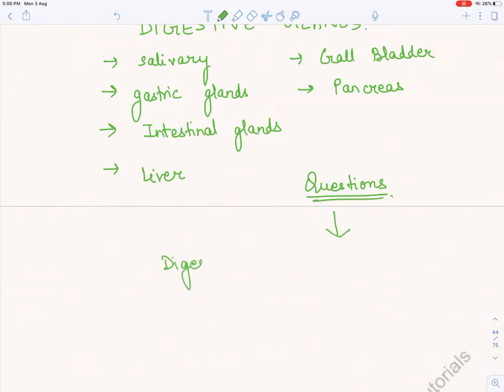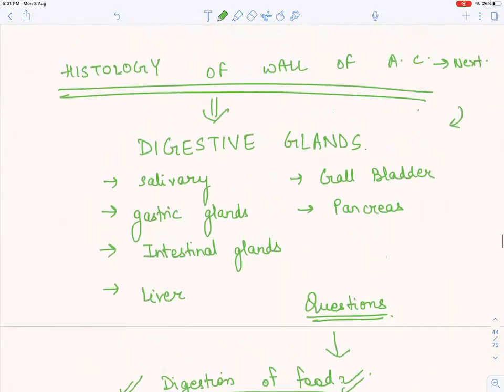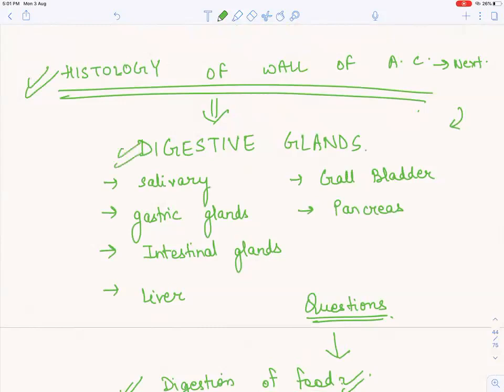After we are done with this, we'll do some questions on the structures, and after that finally we will come to digestion of food. I'll make this very interesting: in each and every structure, like in the mouth what happens, then what happens in the esophagus, and then the food goes to the pharynx, what is happening there, and then as it comes down, what is happening in the stomach. Everything I'll tell you in detail. I'll try to make the digestion of food very interesting. But first, for that we have to understand the histology and the digestive glands.